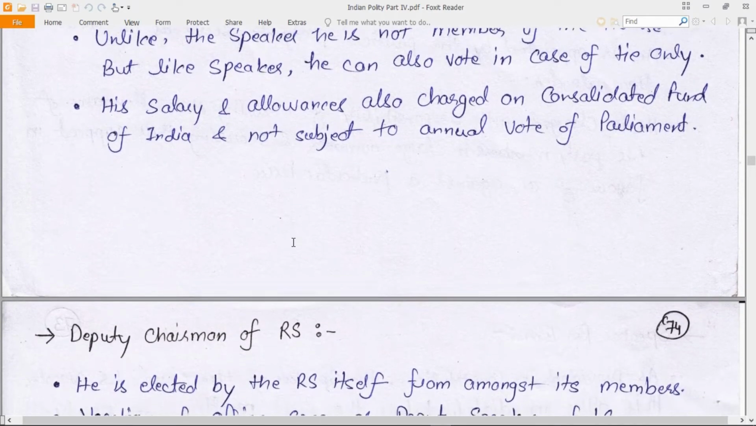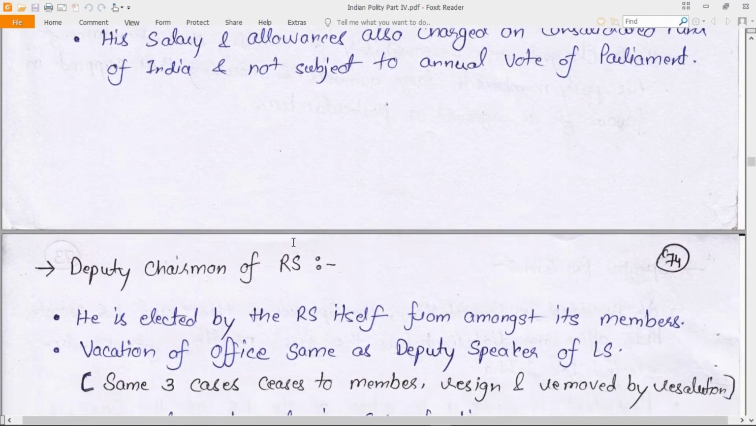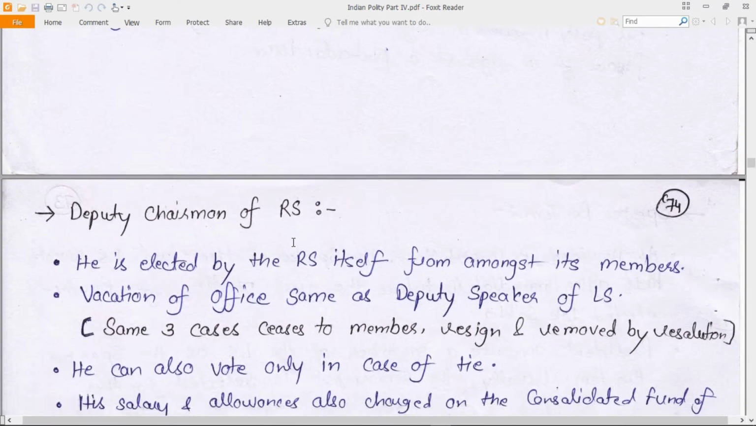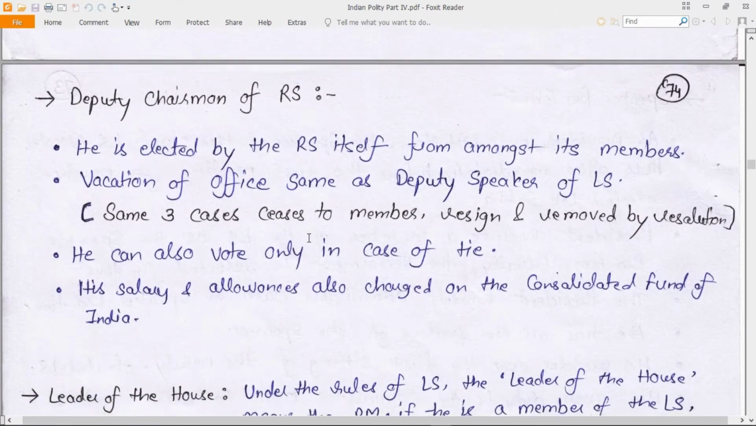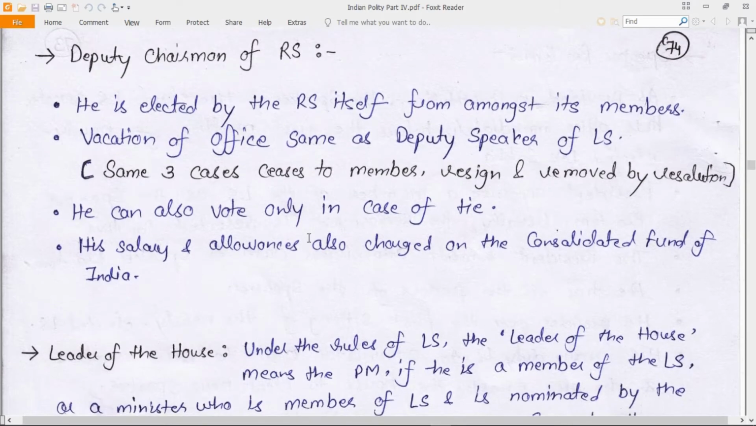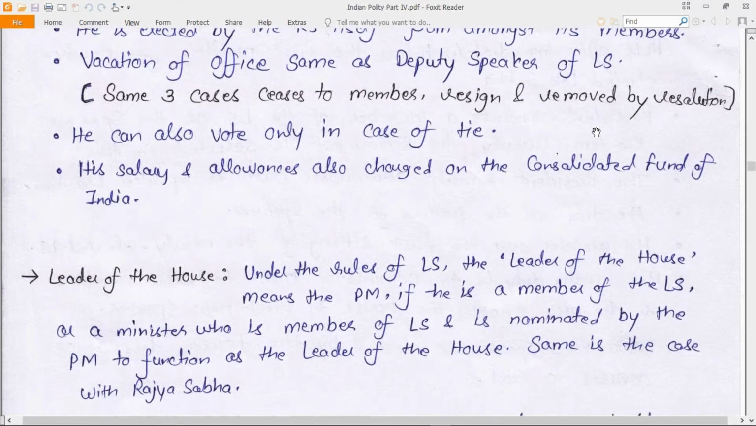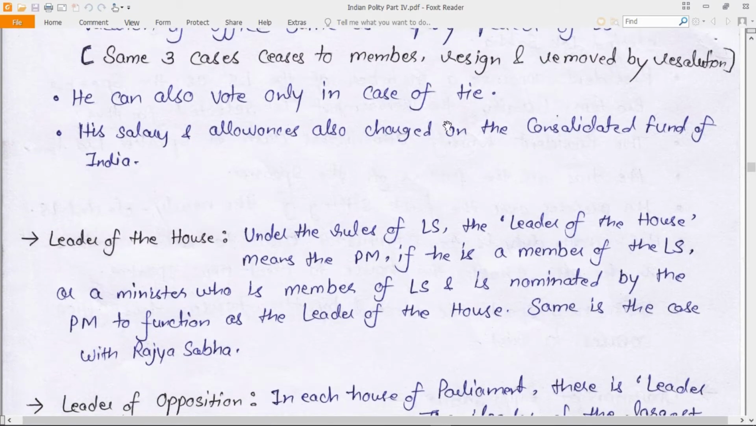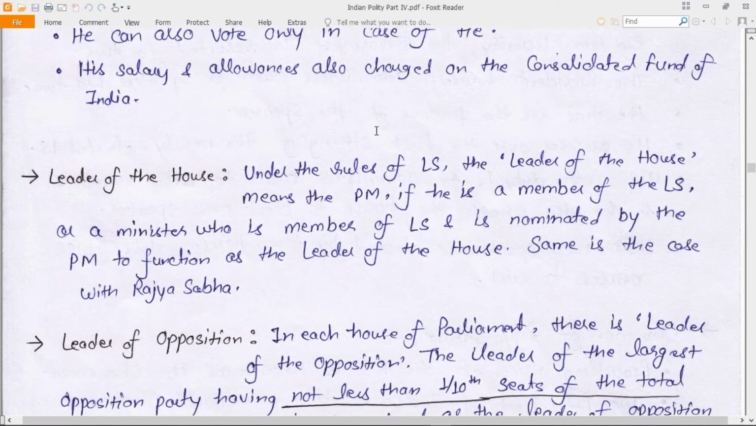Let's talk about the Deputy Chairman of Rajya Sabha. He is elected by the Rajya Sabha itself from among its members. Vacation of office is the same as the Deputy Speaker of Lok Sabha, the same three cases: ceases to be a member, resigns, and is removed by resolution. He can also vote only in case of a tie. His salary and allowances are also charged on the Consolidated Fund of India.